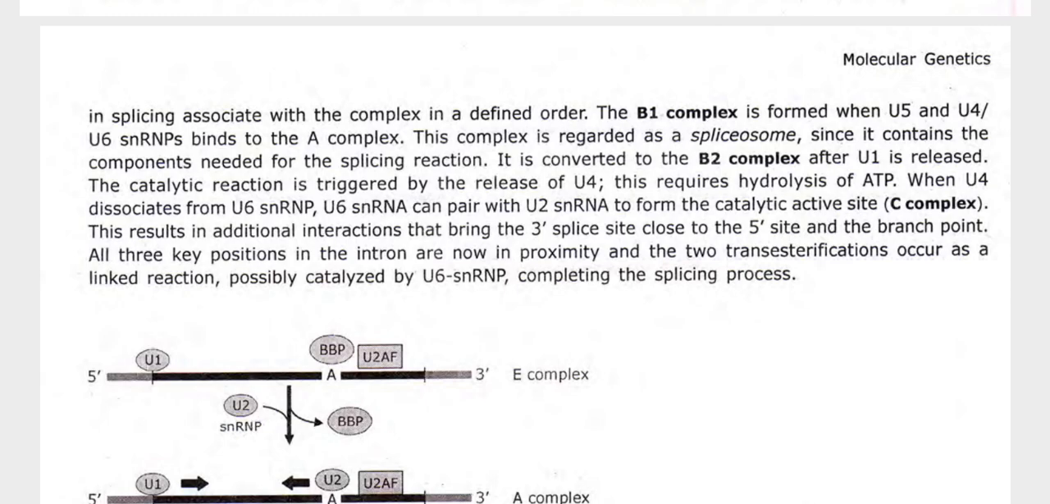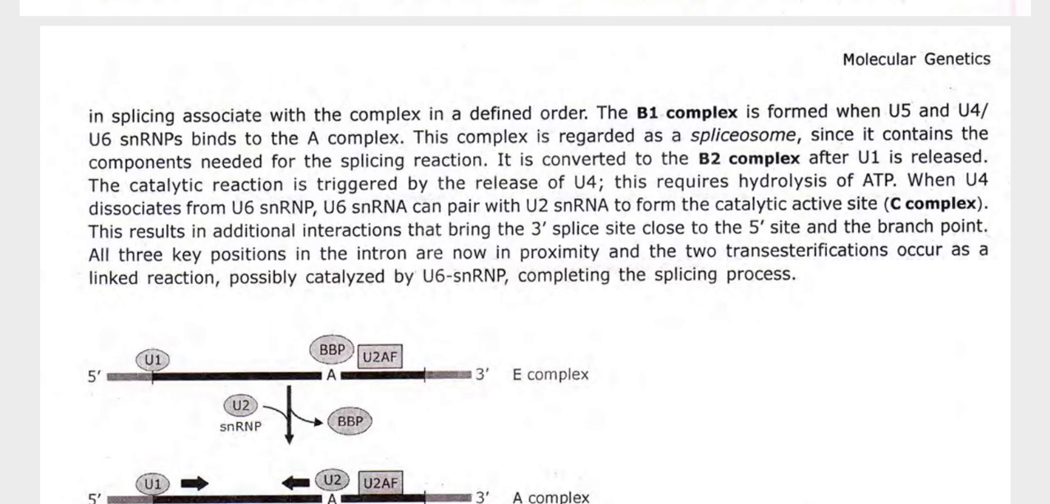The B1 complex is formed when U5 and U4/U6 snRNPs bind to the A complex. This complex is regarded as a spliceosome since it contains the components needed for the splicing reaction. It is converted to the B2 complex after U1 is released. The catalytic reaction is triggered by the release of U4. This requires hydrolysis of ATP.